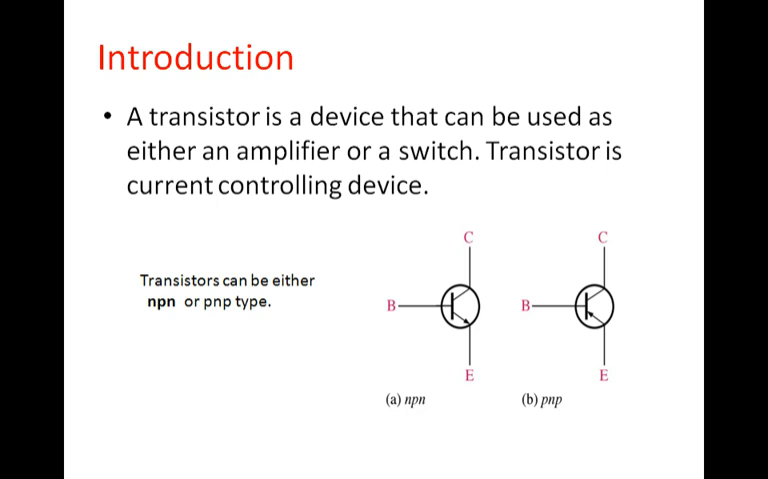Transistors can be of either of two types. The first one is NPN, the symbol is shown here, and the second is PNP. The arrow direction in the NPN transistor and PNP transistor indicates the conventional current direction, or the emitter current direction.